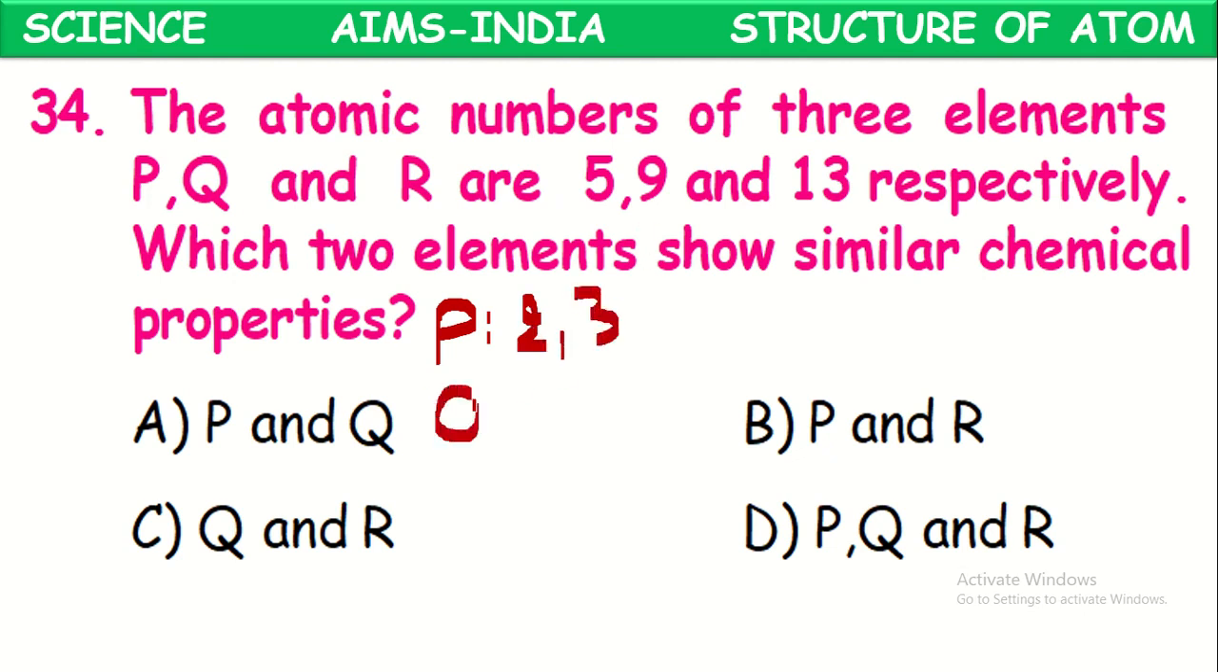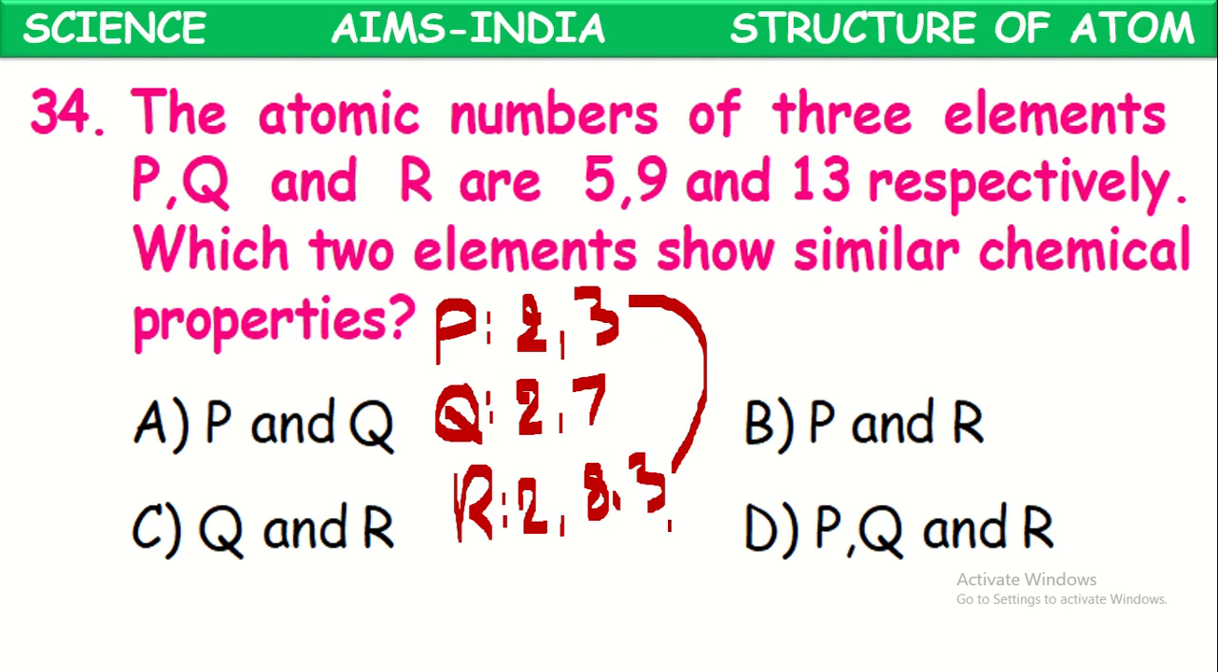And if you see Q, the atomic number is given as 9, so its configuration will be 2, 7. Okay. Next, R, the atomic number is given as 13. Its configuration will be 2, 8, 3. So which two elements have the same number of electrons in the outermost shell? Those two will show similar chemical properties. Those are P and R. P and R have the same chemical properties because they have the same number of valence electrons.